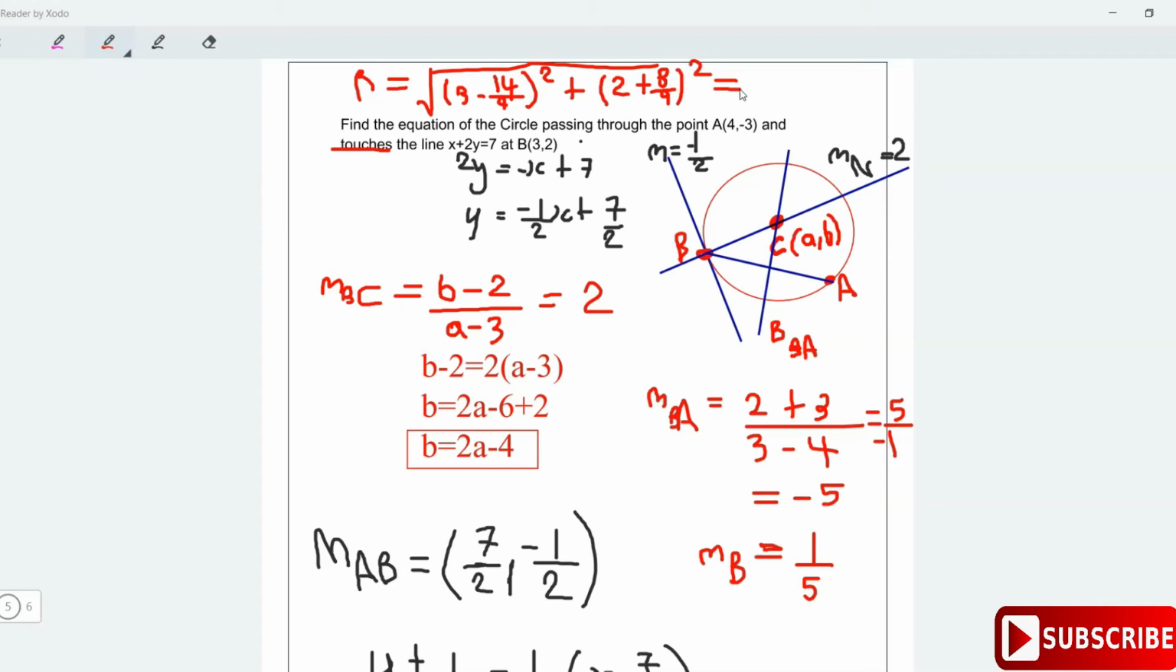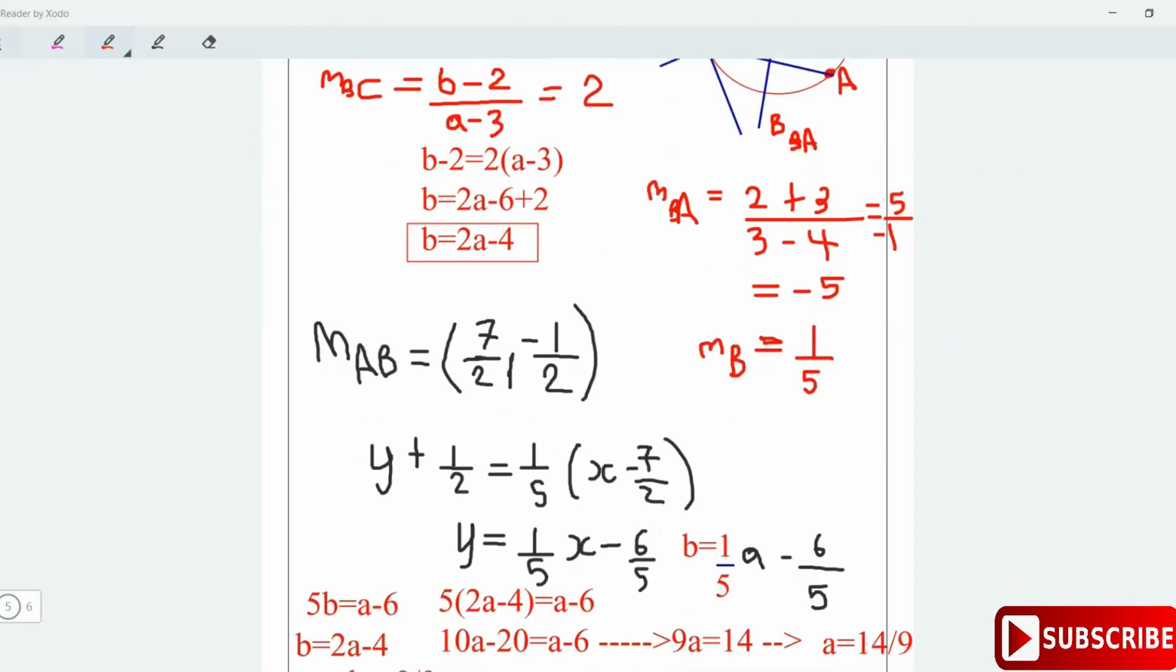Put all of that in the calculator. 3 minus 14 over 9, squared, plus 2 plus 8 over 9 squared, square rooted. So I get 3.23. That's the radius I get, 3.23, which is 10 and 35 over 81. All right, so let's use 3.23.